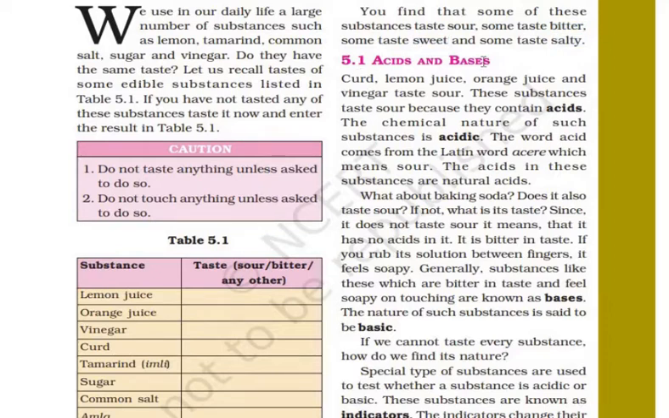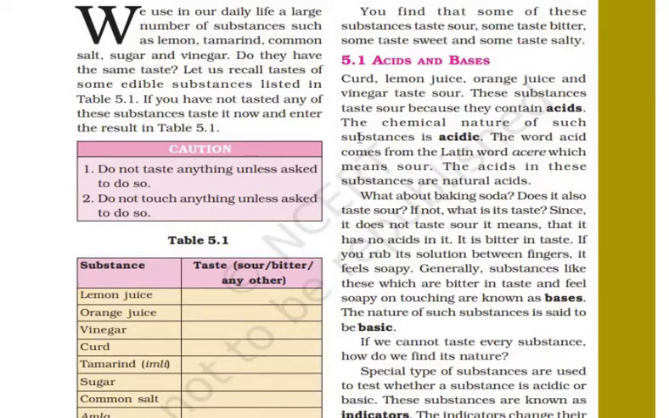So acids and bases: curd, lemon juice, orange juice, and vinegar taste sour. So these are examples of substances that taste sour. These substances taste sour because they contain acids. Now it is clear why these substances taste sour. They taste sour because of the presence of acids in them. There can be different types of acids, that is a different thing, but acid is something which will make any substance taste sour.